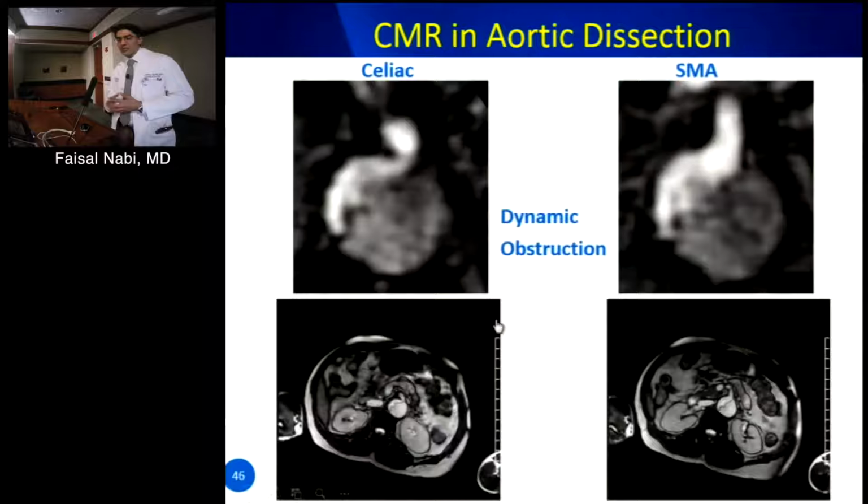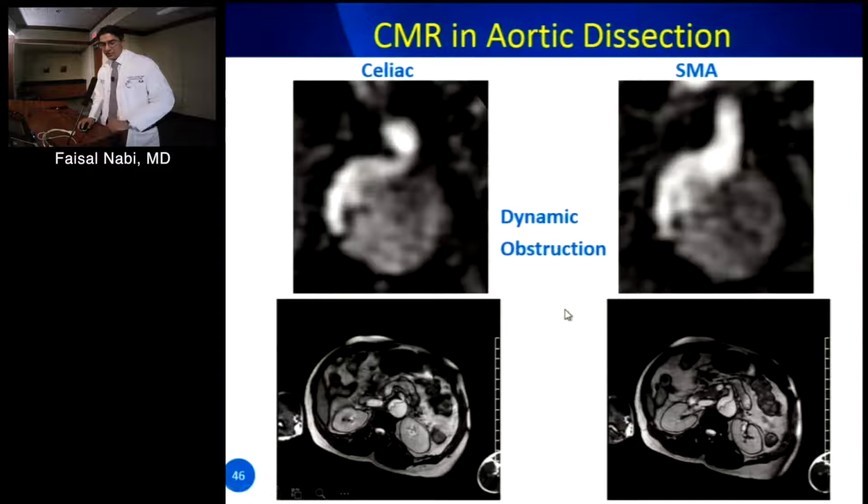CMR can also be very helpful in identifying dynamic obstruction. And dynamic obstruction is really when the false lumen, if it is pressurized, occludes one of the mesenteric vessels or renal arteries during systole, or during some phase of the cardiac cycle.